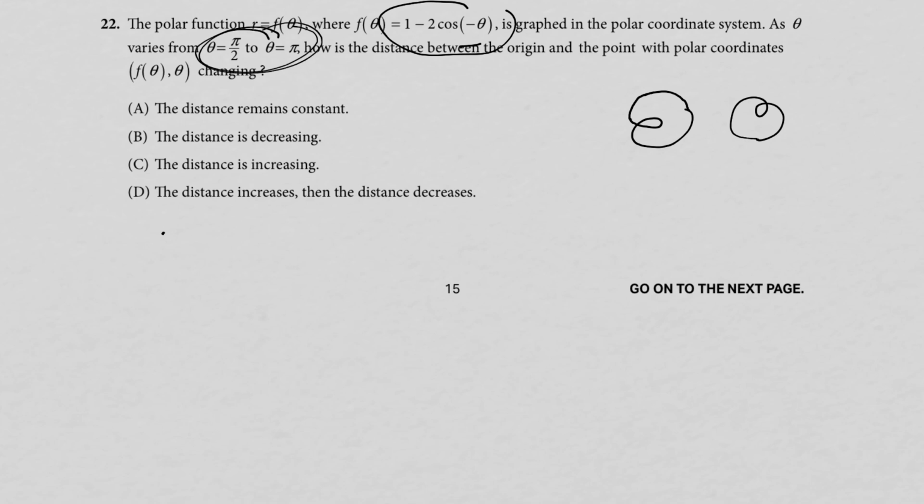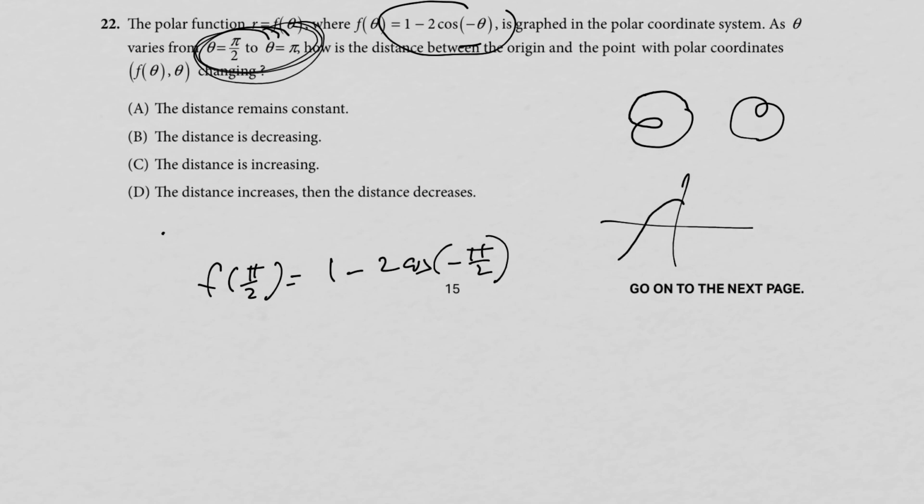Since they're telling us there are other questions where they want to know in which region the distance between the point and the origin is decreasing or increasing, but not this time. They just really want to know what's happening in this small interval between 90 and 180. So what I would do is work out f of 90, which is 1 minus 2 cosine of negative 90. Now cosine of negative pi over 2 is 0, because cosine of pi over 2 is also 0. It's like 90 degrees. So this becomes 1.